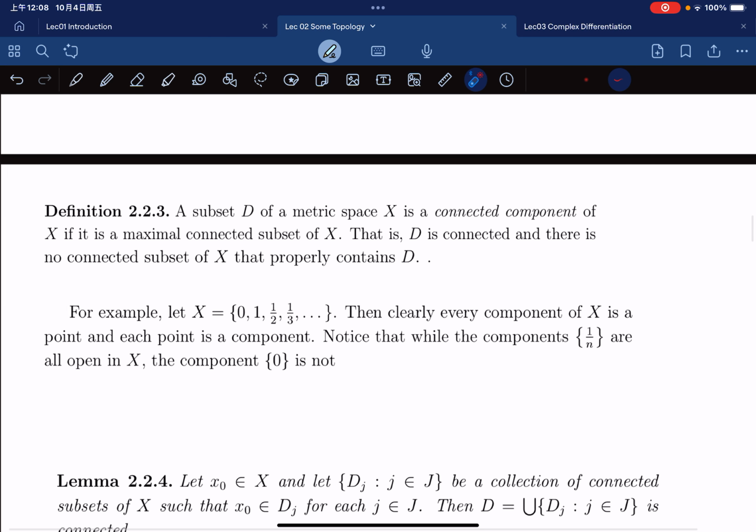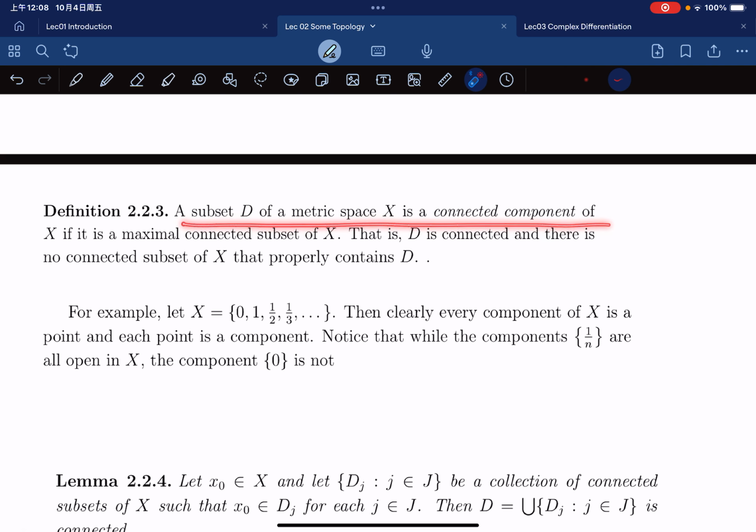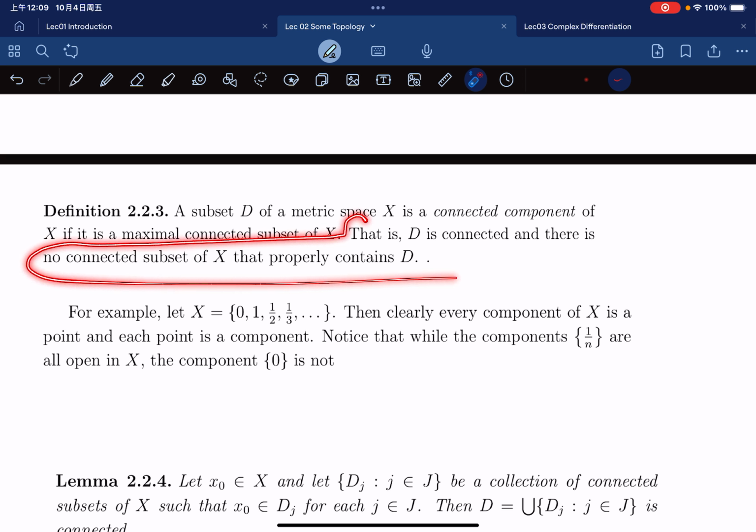And we say a subset of a metric space X is a connected component if it's a maximal connected subset of X. So the maximal element in a partially ordered set, right? That is, it's connected and no connected subset of X properly contains D. This is basically the definition of a maximal element.